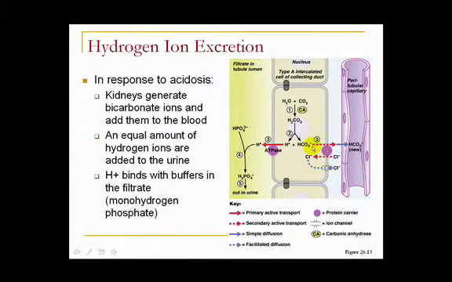And at the same time you're adding a new bicarbonate to the blood, you're going to excrete a hydrogen ion into the lumen. And the hydrogen ion is going to bind to a phosphate buffer so that it doesn't cause your urine to become too acidic. The way that your kidneys generate this new bicarbonate is they use carbon dioxide. So basically carbon dioxide and water bind to form carbonic acid, which is going to dissociate into hydrogen and bicarbonate. And this new bicarbonate is going to be reabsorbed.